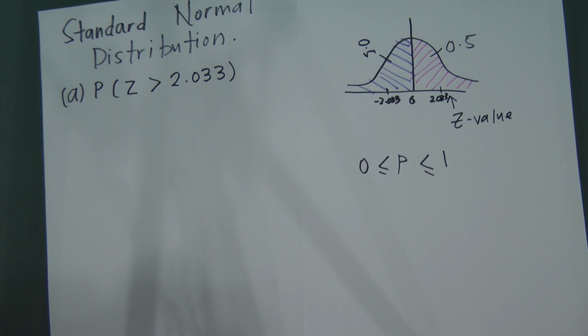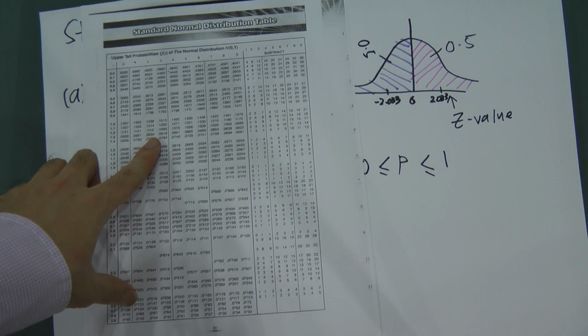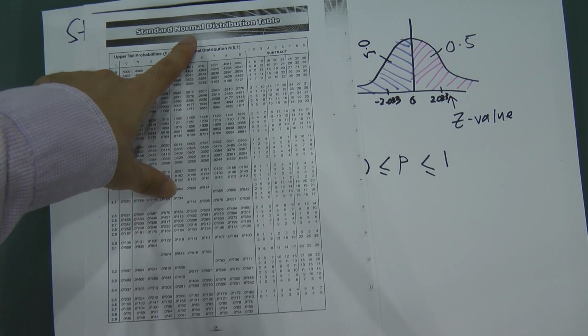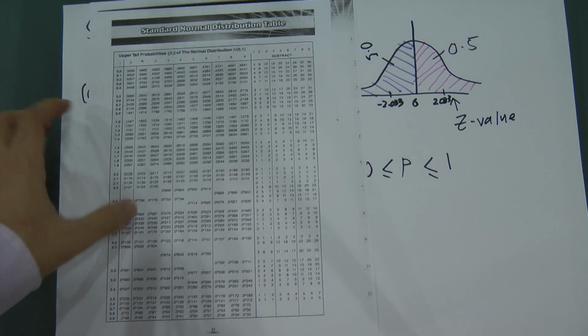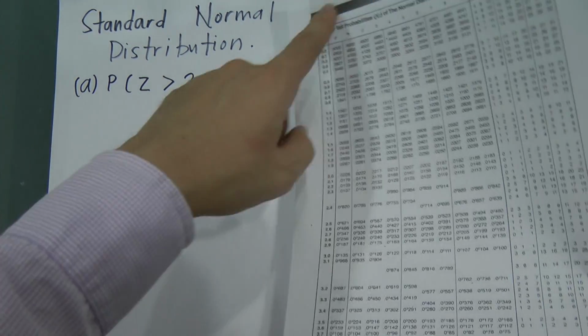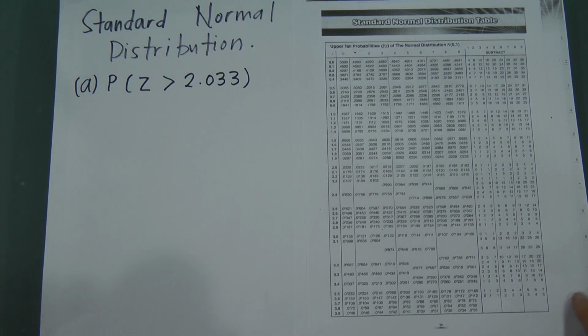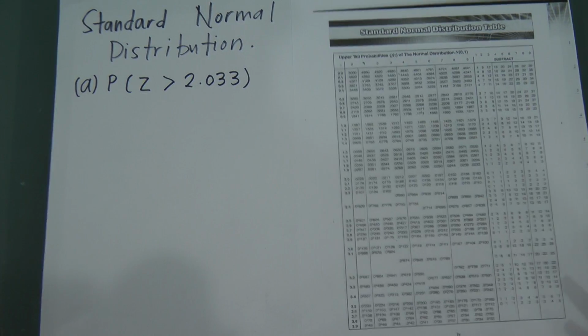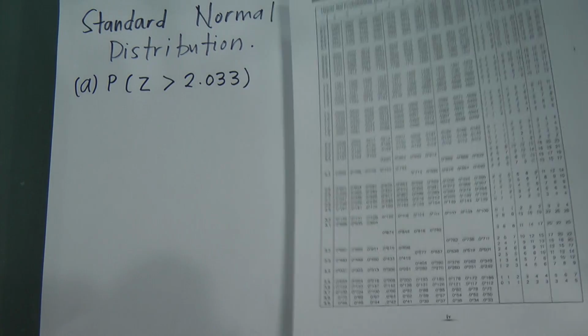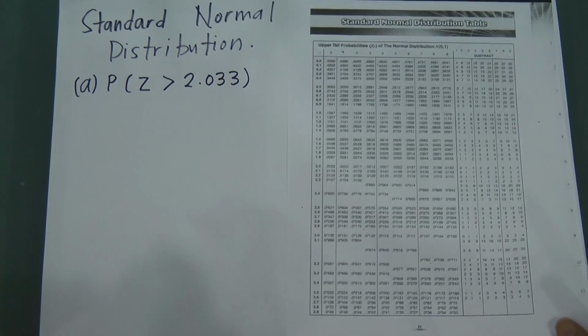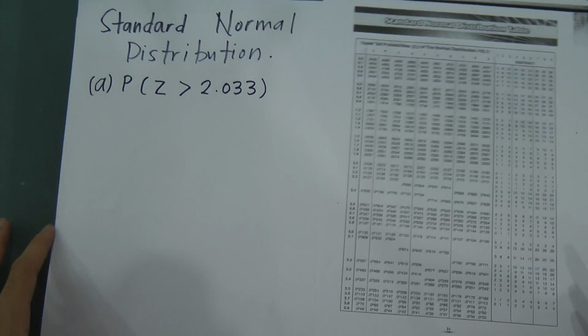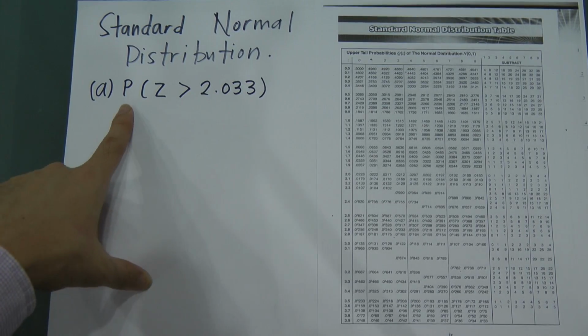And then in the exam you will see a table like this. This is what we call the standard normal distribution table. You can find all the values from this table. Of course you have to know how to use this table, and I believe in your SPM MX exam you are given this table at the front of the paper. Okay, so let's start the first question.